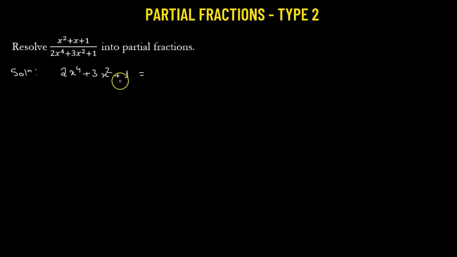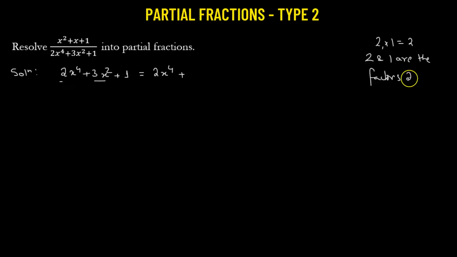We can easily do it by splitting the middle term. So here we have 2 times x raised to the power of 4. The way we split 3x squared is determined by the coefficient of x raised to the power of 4, which is 2, and the constant term, which is 1. So we have 2 times 1, which simply equals 2. So we can say that 2 and 1 are the factors of 2.